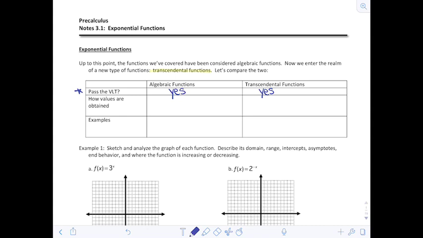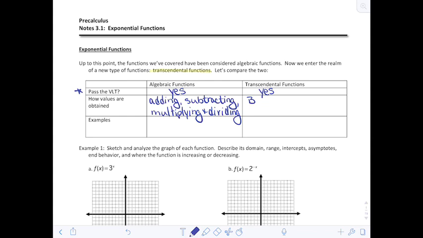With algebraic functions, when we want to solve, we obtain values through our basic operations: adding, subtracting, multiplying, and dividing. So through those operations, we can solve all of our algebraic functions.